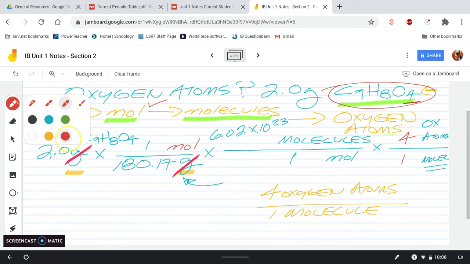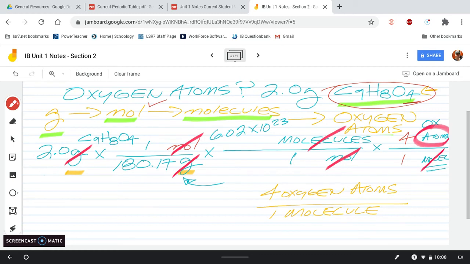So now we can do some canceling. Moles are on top and on bottom, molecules on top and on bottom, and look right there, atoms are what we're left with. Well, that's what they wanted. Okay, so how do we do this in our calculator? Well, the way we do this in our calculator is we plug in the starting value, the 2.0. This is on the bottom, so we divide. So 2.0 divided by 180.17. So let's do that together. 2.0 divided by 180.17. Now hit enter.